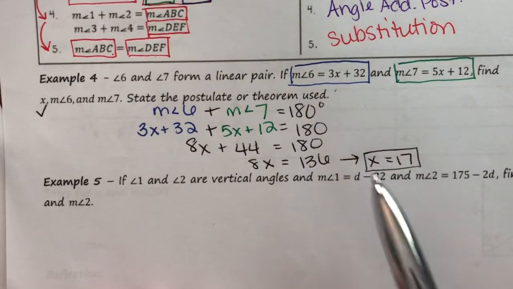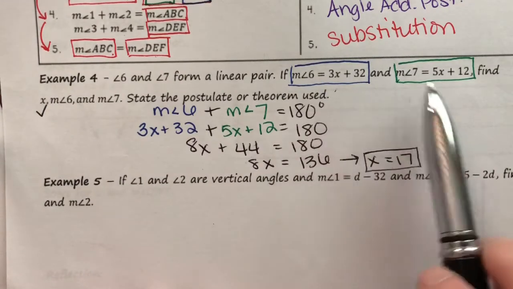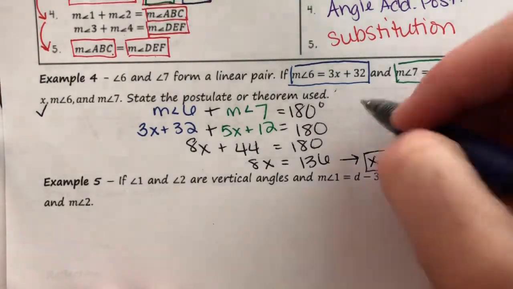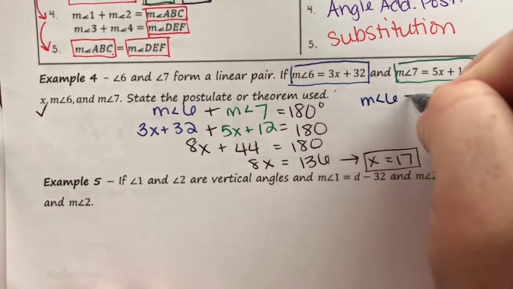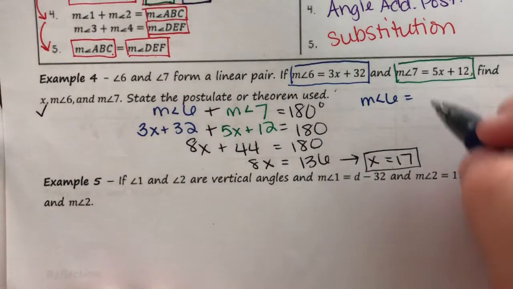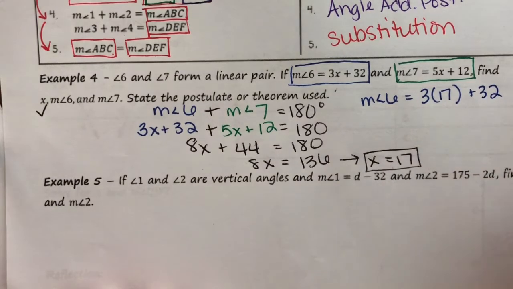So now that I know that x equals 17, I can plug that back into the measure of angle 6 and the measure of angle 7 to solve for the actual measure of each of those, right? So for the measure of angle 6, I know it's 3x plus 32, and now I know that x is 17, so 3 times 17 plus 32. And 3 times 17 plus 32 equals 83 degrees.